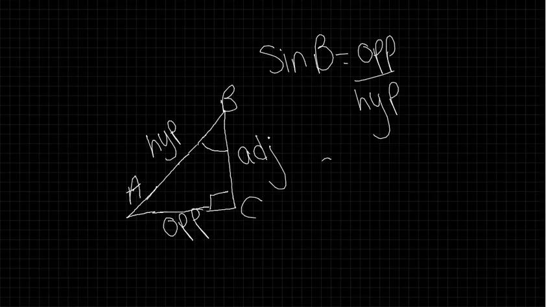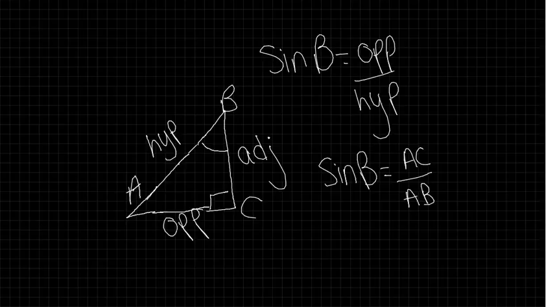So in this case, we have sine of B equaling the segment AC, because that's our opposite side length, over AB, which is our hypotenuse. So again, opposite over hypotenuse.